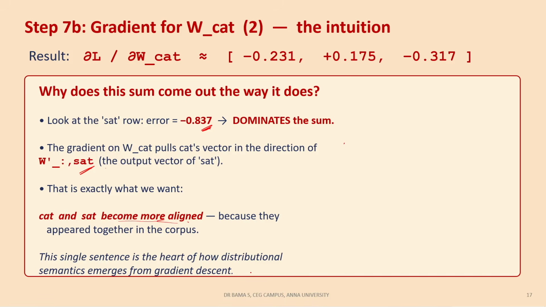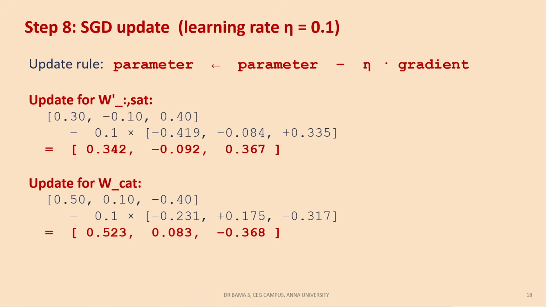So this is what is happening with respect to backward propagation. Now SGD stands for stochastic gradient descent, and the update is stochastic, where we have the learning rate as 0.1. Suppose we have 0.1. This slide gives the update of weights for both W dash and W.